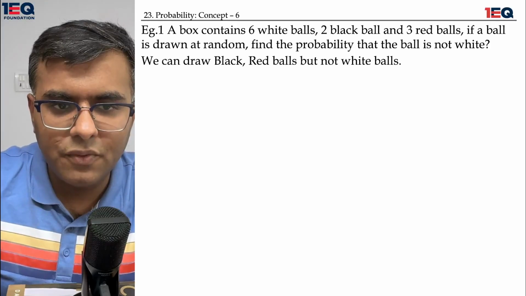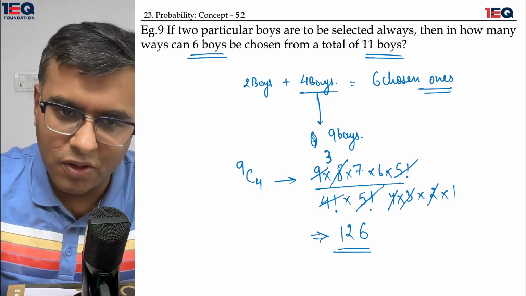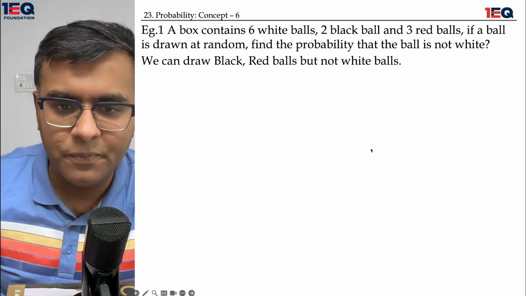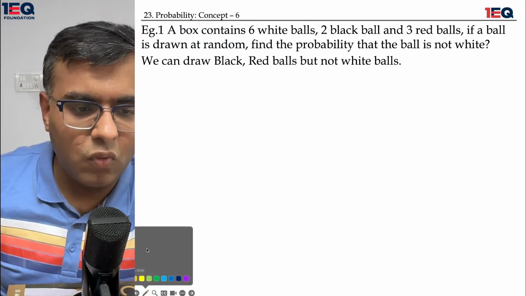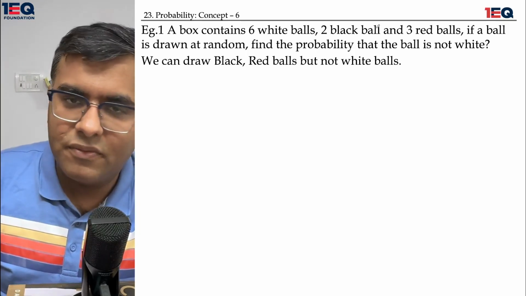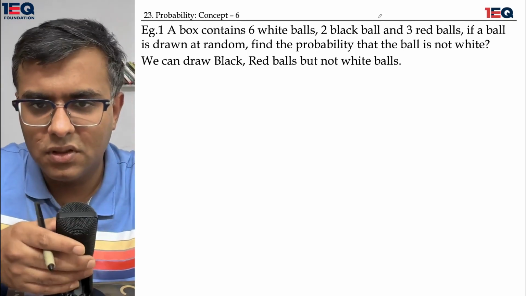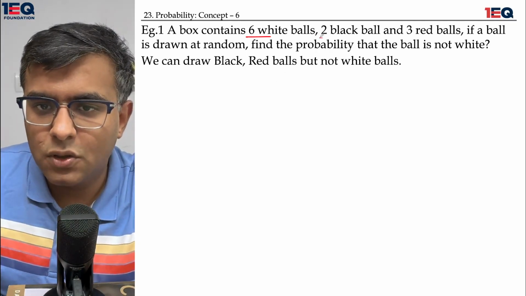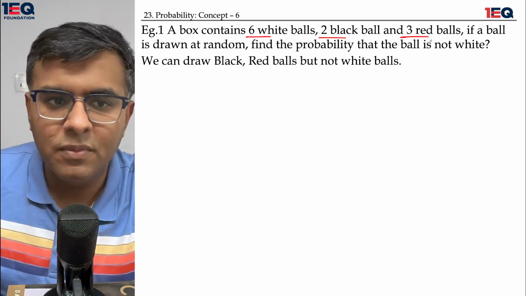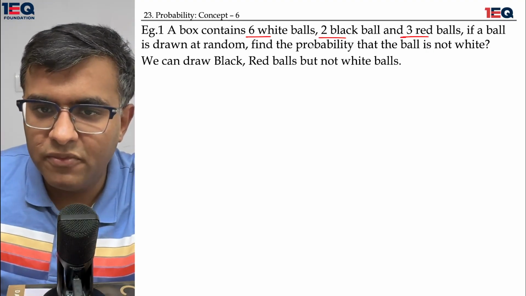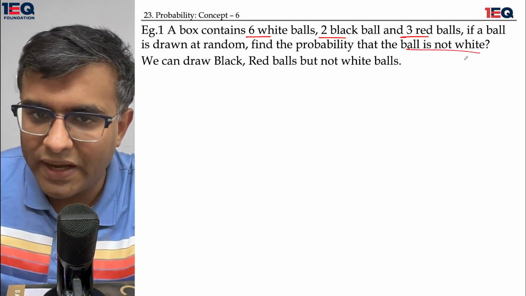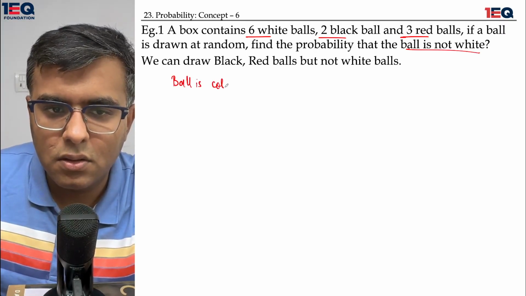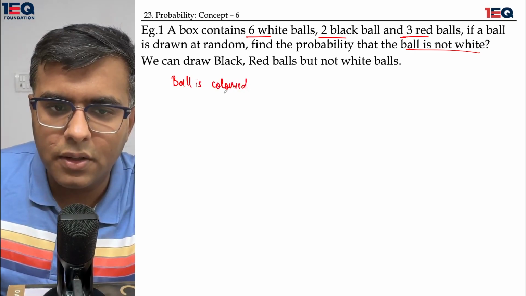So now we'll be focusing on the topic of colored balls. These are colored balls. In this particular topic, we'll be finding the probability of the favorable case. We have 6 white balls, 2 black balls and 3 red balls. If one ball is drawn at random, find the probability that the ball is not white. It means that the ball is colored.